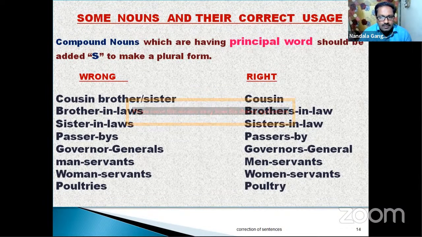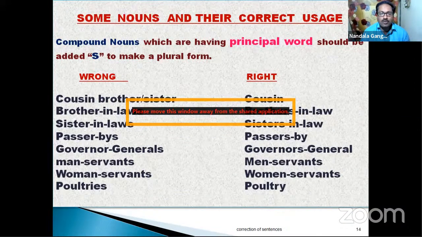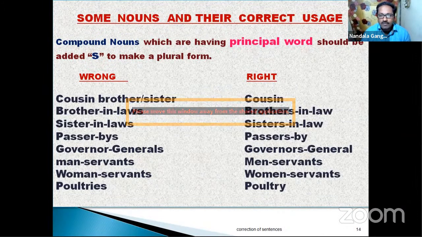Brother-in-laws, brothers-in-law. Here, brother and law are two nouns. Whenever two nouns are found in one noun, they are called compound nouns. In compound nouns, the plural s should be added to the principal word. What is the principal word in brother-in-law? Brother is the principal word, so we have to add s to brother. So what will it become? Brothers-in-law.